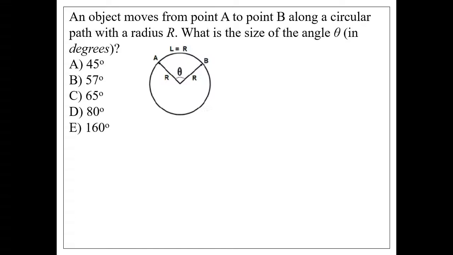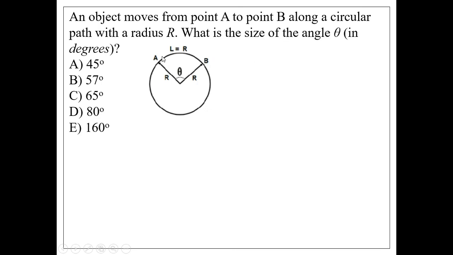All right. So here are a few rotational kinematics MCQ questions for you to learn. The first one is this one. It says an object moves from A to B along a circular path of radius r, and it wants us to find the size of the angle in degrees. So here's a diagram for you.